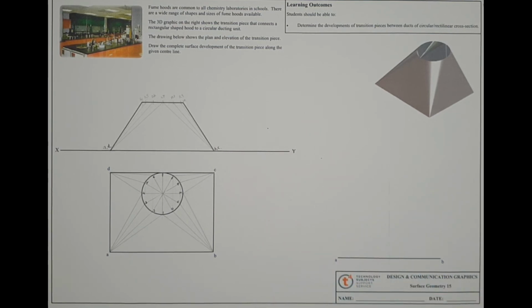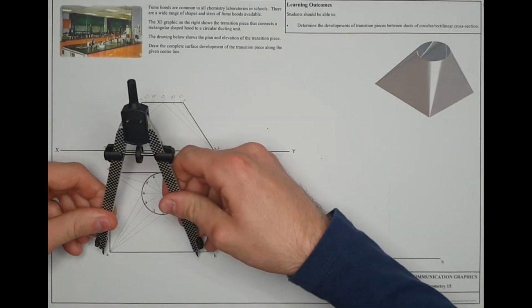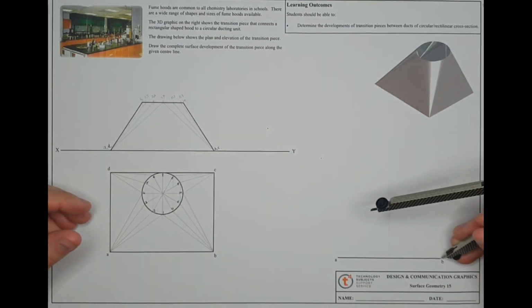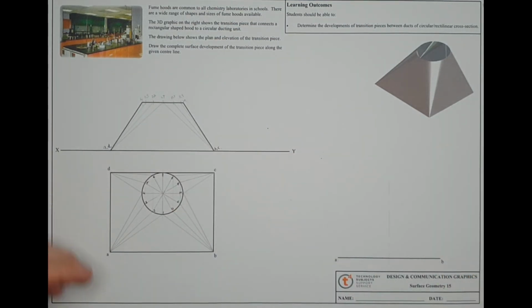They've given us a position here to start with, A and B. I'll assume, or actually I won't assume, I'll check that that's the correct length, A and B. And is it? Yeah, that's spot on.